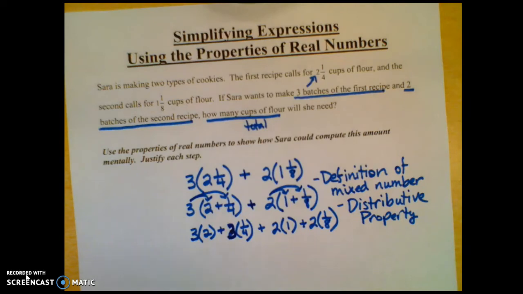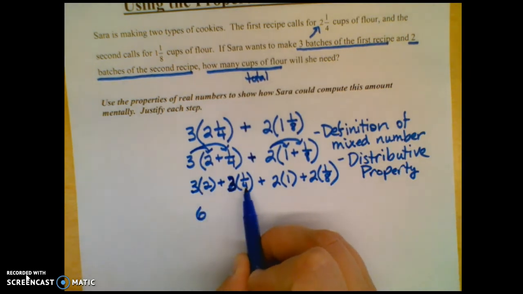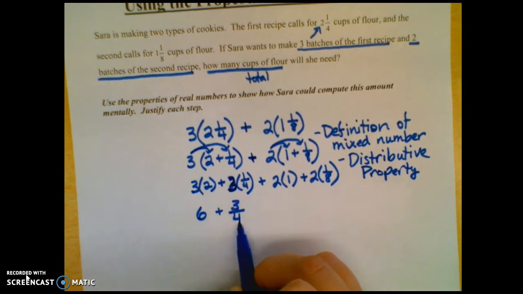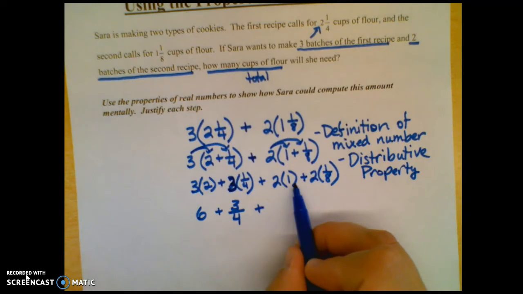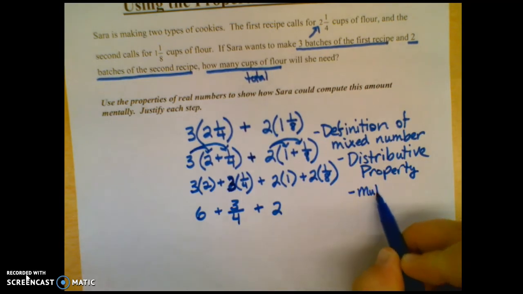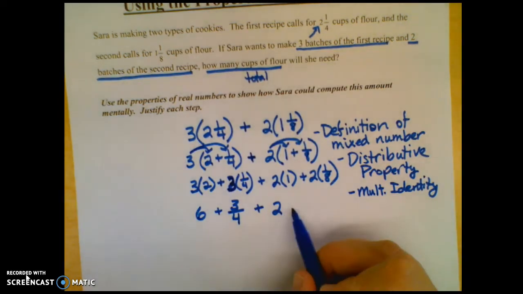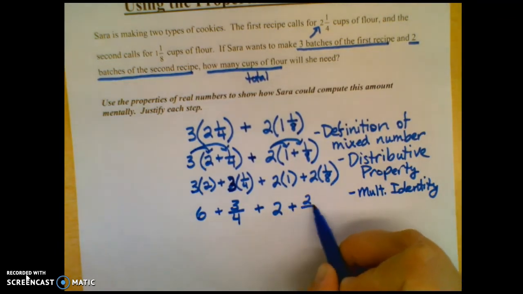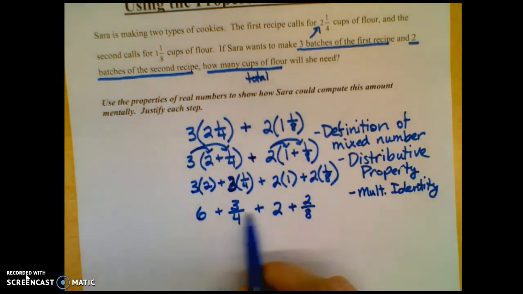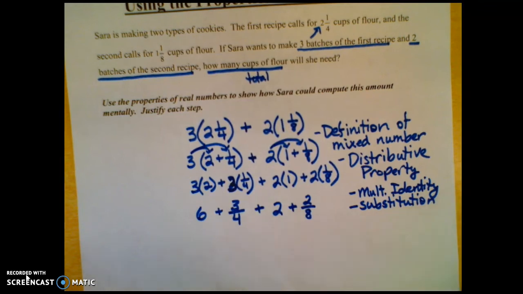Next, we're actually going to simplify. We're just going to do the multiplication, because this we can do with mental math. Okay, so 3 times 2 is 6, so we substituted here. 3 times 1/4 is 3/4. Again, we substituted. 2 times 1 is 2. We substituted. And here, since we multiplied by 1, we use the multiplication identity property. So I'm going to put that over here. Multiplication identity. Because multiplying by 1 keeps the identity of the original number. And then 2 times 1/8 is 2/8. So really, each time we multiplied, we use substitution as well. And that's one of our properties.